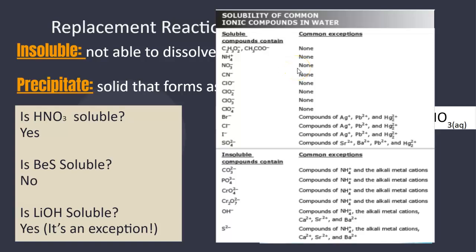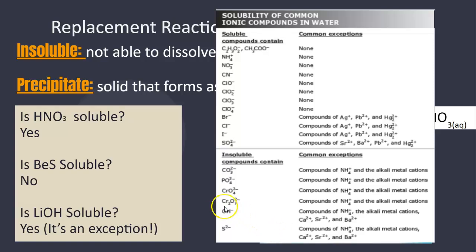So HNO3 is going to be soluble. If we look for BeS, so S is down here, insoluble, and if we look at the exceptions to that, Be is not on the exceptions list, meaning BeS is going to be insoluble.